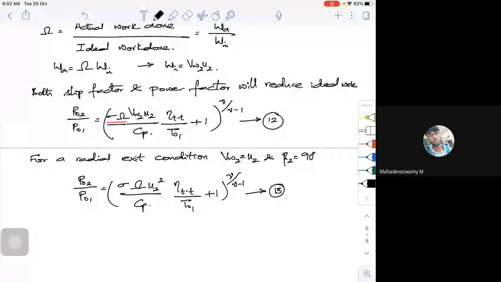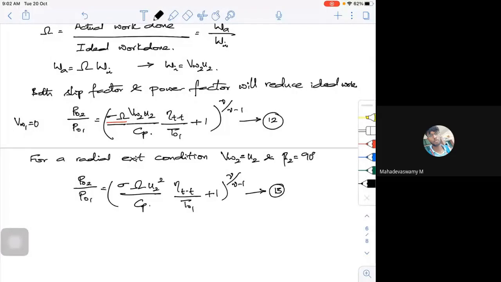This is for a no whirl condition where Vw1 is equal to 0. But both your slip factor and your power input factor will reduce your work. So what will be the impact? I will get a different value of the pressure ratio. Both are in the numerator, so my pressure ratio may slightly reduce. It was supposed to be 15.2, and I may get 15.1 or something. So this will reduce your pressure ratio.